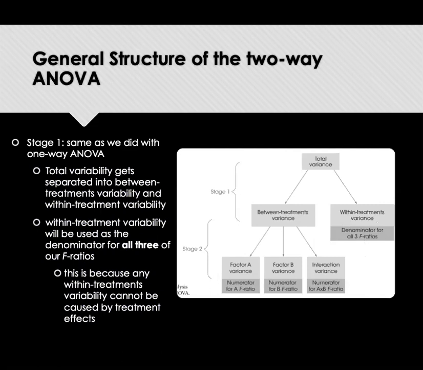And like I just said, within treatment variance is the denominator, and that's because any within treatment variability cannot be caused by the treatment effects, right? So if you had, let's say, 3 different types of treatment, within one type of treatment, any variance that exists is due to something other than the treatment effect, right? The treatment effect just exists across the treatment types or levels.